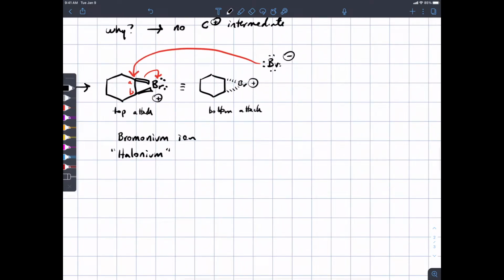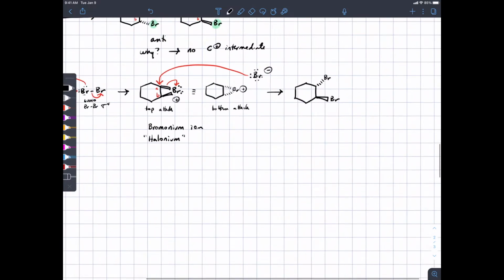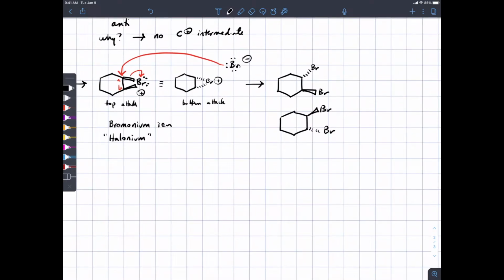Now here I'm showing you attack at carbon A. I could have just as easily shown you attack at carbon B. I'm only showing you one of those options here, but if we attacked at B, you would get the other enantiomer. So these are our products, and they're enantiomers of each other, but the key is that the bromo groups are anti to each other relative to the original alkene.